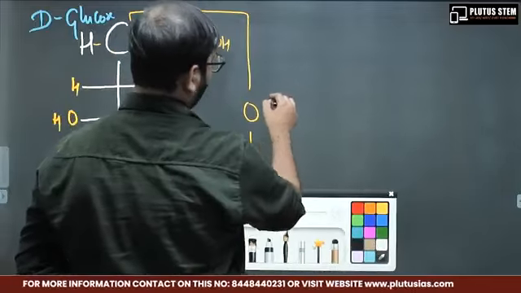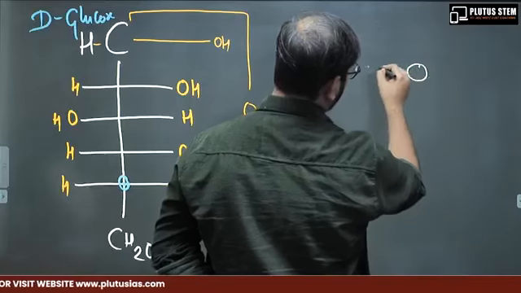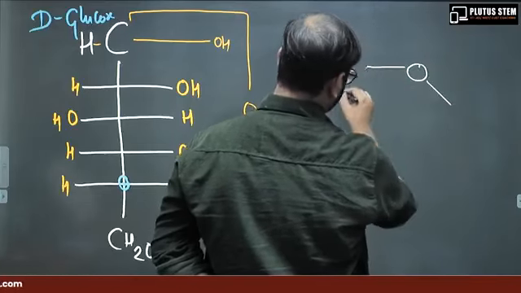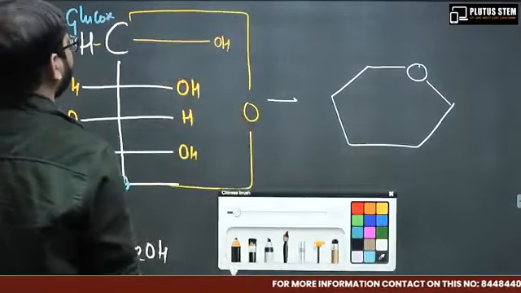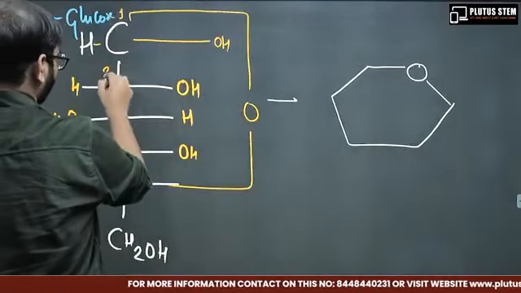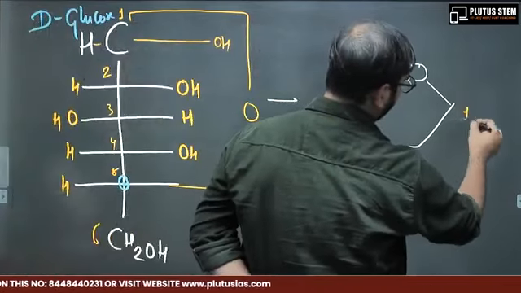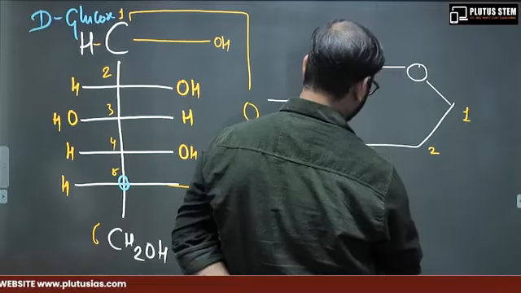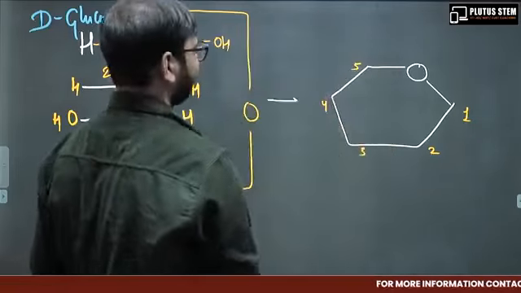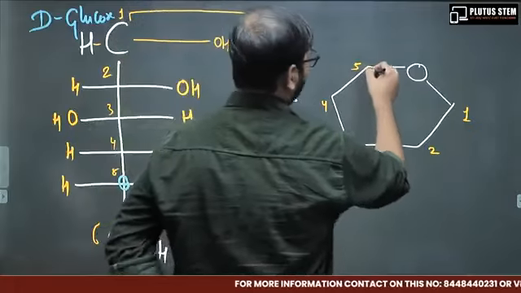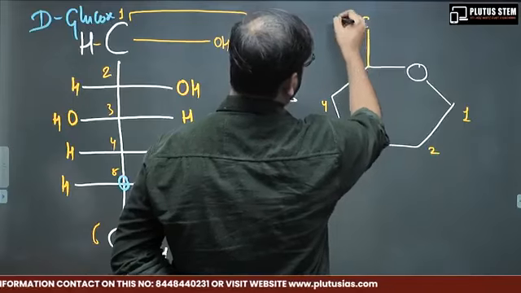So, first thing, make a 6-membered ring with oxygen being the first atom: 1, 2, 3, 4. So this is a 6-membered ring. Now marking the number of carbons: carbon 1, 2, 3, 4, 5, 6, in the clockwise direction. The sixth carbon is always lying outside of the ring, and it is always represented above the ring.